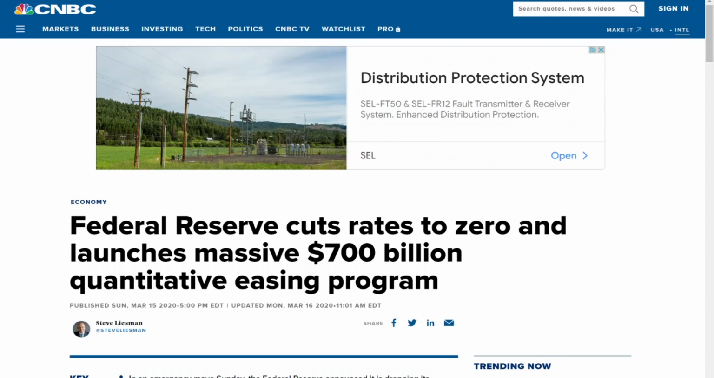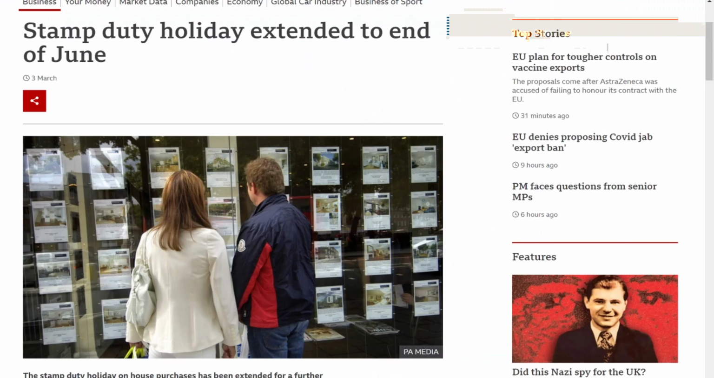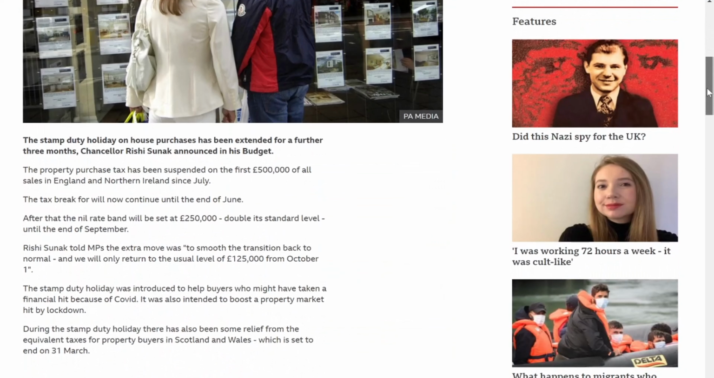But what we've discussed so far, let's look at the housing market. How is the housing market affected? Now, lower interest rates means lower mortgage rates were on offer. Even in the UK, they introduced a stamp duty tax exemption for properties up to 500,000, and that was again to encourage buying.